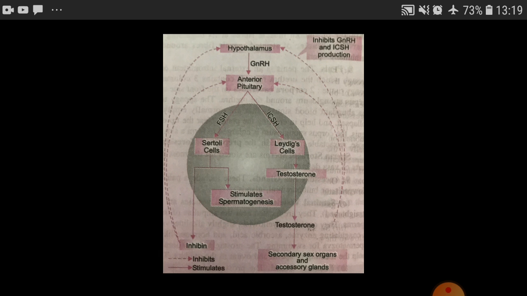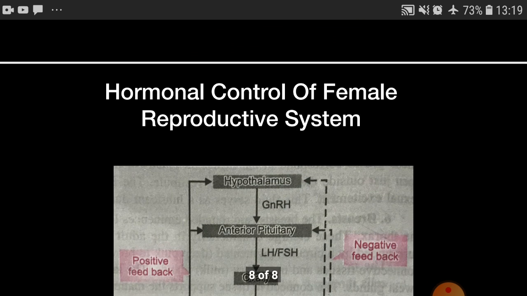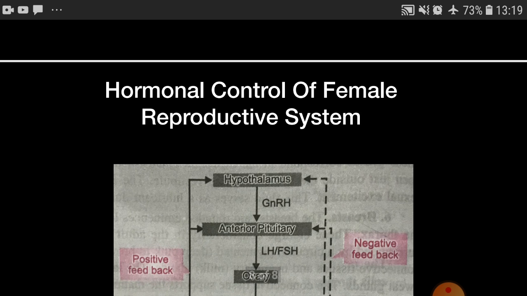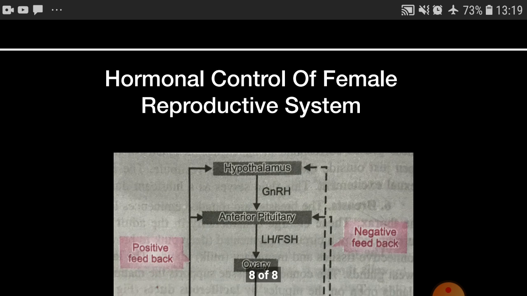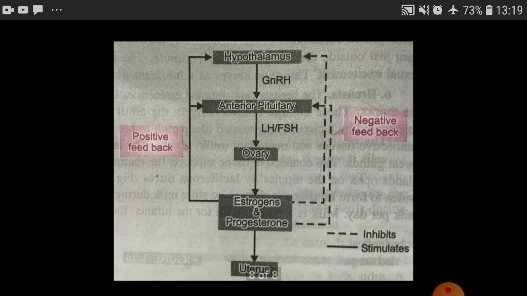Next we take up the female reproductive hormonal control. So here is the hormonal control of the female reproductive system. Students, you have to draw all these diagrams. They are all very important. Whatever we are doing is very important. So please be attentive.